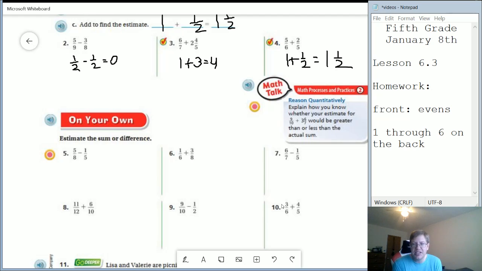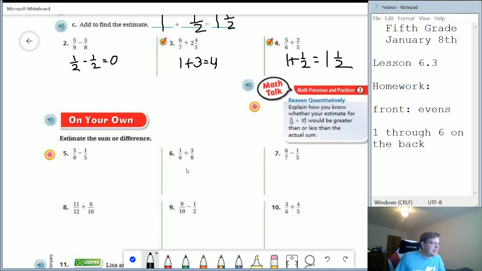Let's go ahead and figure out what our benchmarks should be when we're estimating. And then for number 6, we're adding the 2 benchmarks or estimates together. Number 9, we're subtracting. And number 10, we're adding again. So go ahead and pause the video while you work on that. When you're ready, go ahead and hit play.